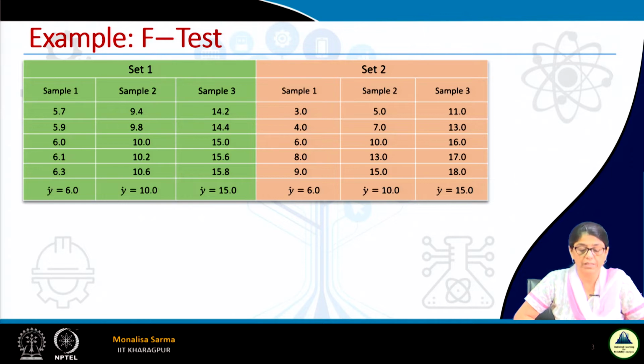In fact, from the means we can say that sample 1 of both set 1 and set 2 may be from the same population. Again, sample 2 of both sets may be from the same population, and similarly sample 3 of both sets. That means 3 different populations: from one we took sample 1 for both sets, from another we took sample 2 for both sets, likewise. Just by looking at the means, we could come to that conclusion.